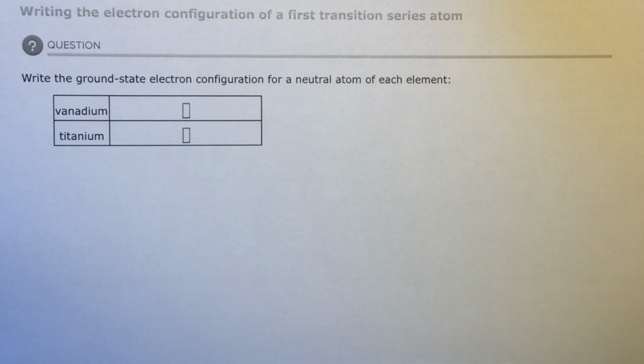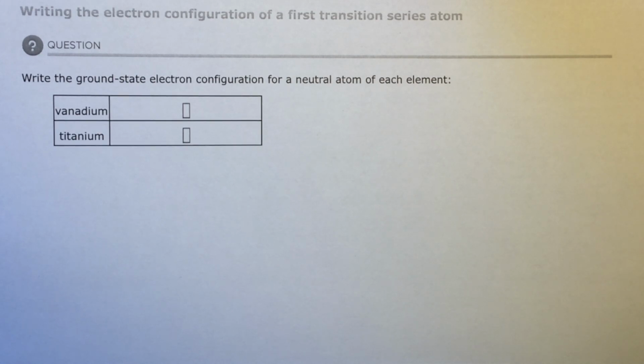Welcome back. This is an Aleks training video on writing the electron configuration of a first transition series atom. As we've been learning the electron configurations, you fill them in order of lower energy. The cheap rooms go first, and the expensive rooms only are filled when there's no other choice. There's a couple weirdnesses in that first row of transition elements.